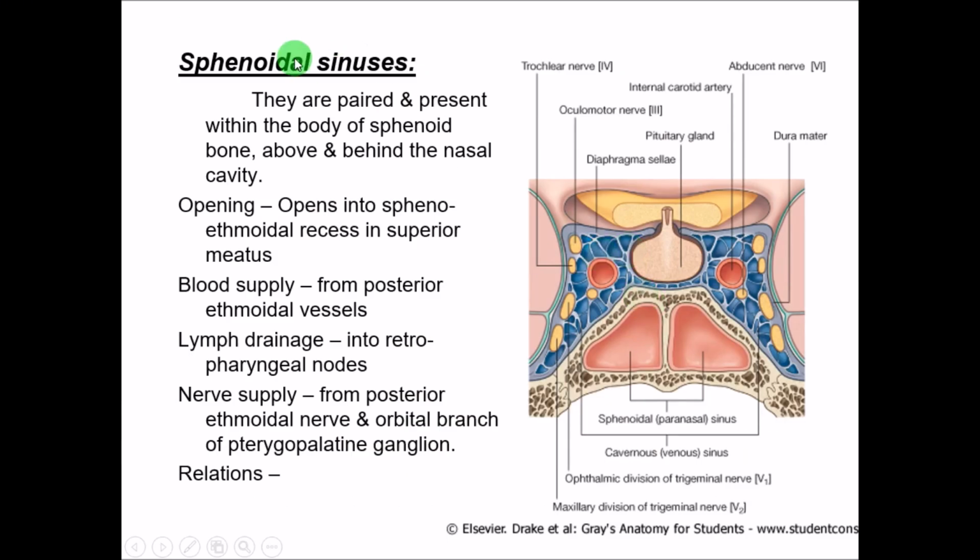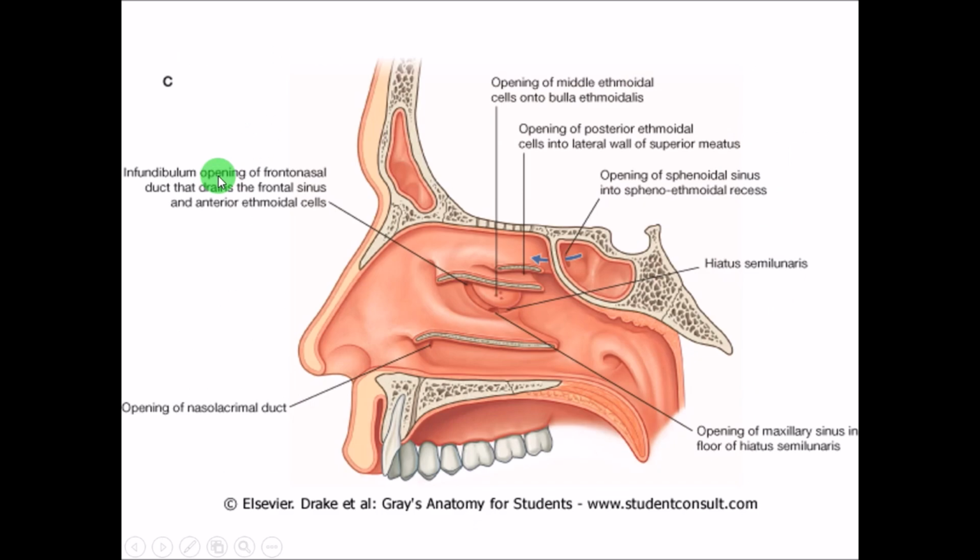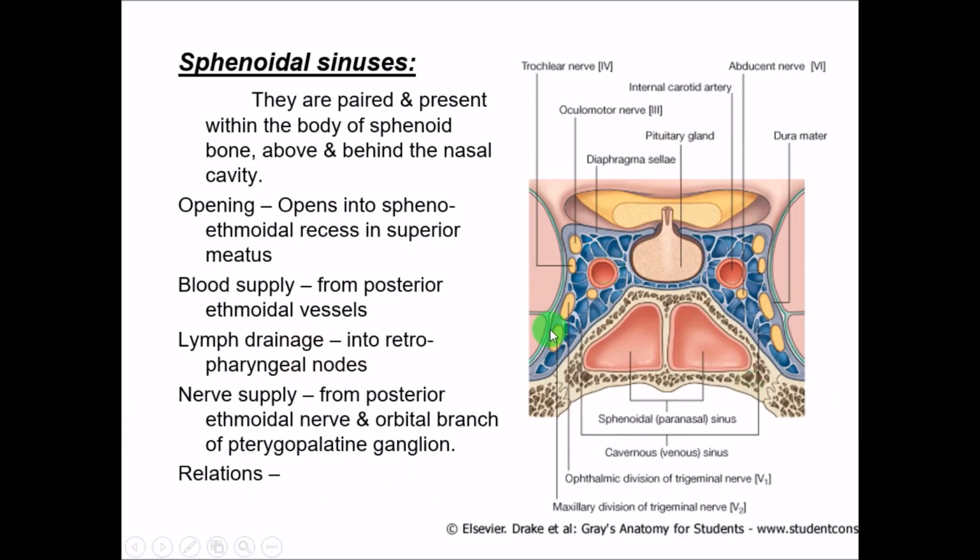So the sphenoidal air sinuses are paired and present within the body of the sphenoid bone, above and behind the nasal cavity. So this is the lateral view of the sphenoidal air sinus. This is the anterior view of the sphenoidal air sinus. If you take a section, this is the sphenoidal air sinus, which is present on either side.